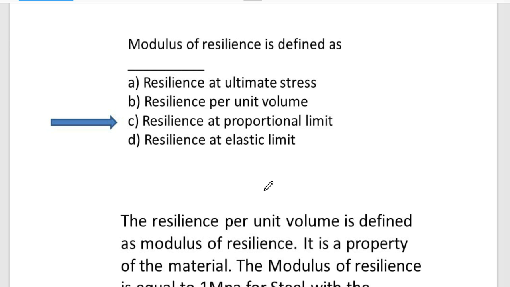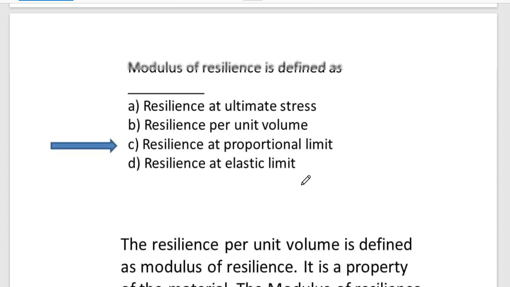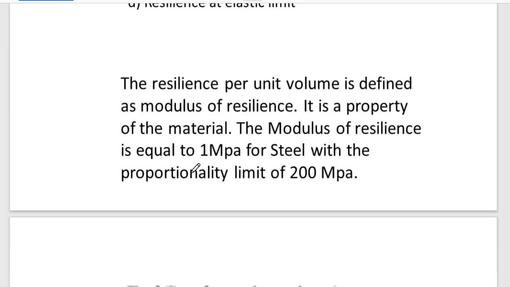Then what is modulus of resilience? Modulus of resilience is basically resilience at the proportional limit. The resilience per unit volume is defined as modulus of resilience, and it is a property of the material. The modulus of resilience is equal to 1 MPa for steel with a proportionality limit of 200 MPa. So resilience at proportional limit is known as modulus of resilience.